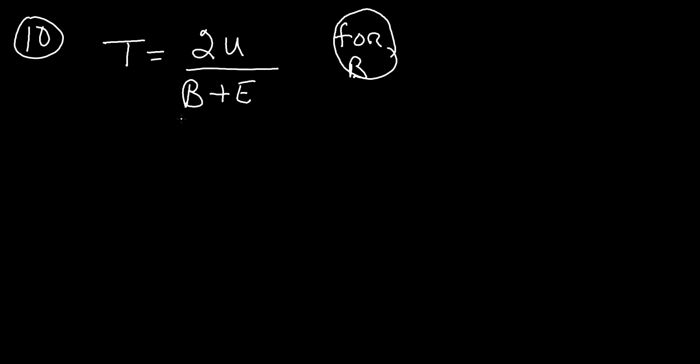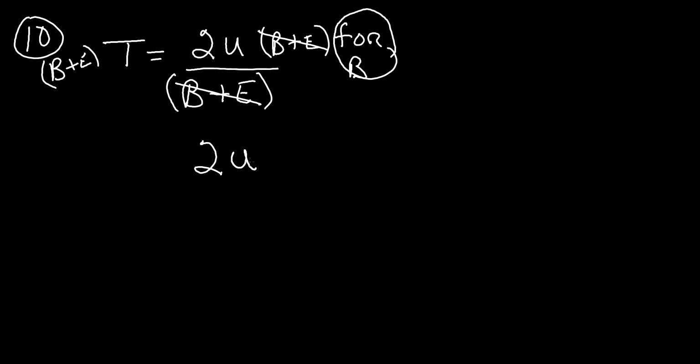In a case like this problem, I'm going to get rid of the fraction by multiplying both sides by b plus e. Multiplying both sides by b plus e. All right, so on the right side, these two cancel out, and I'm left with 2u. And the left side is going to be this t times b plus e.